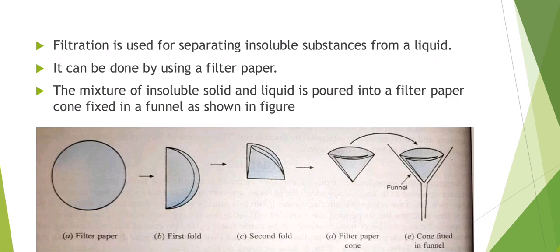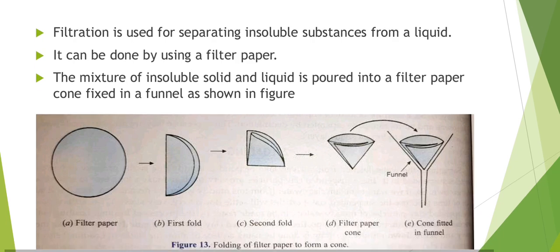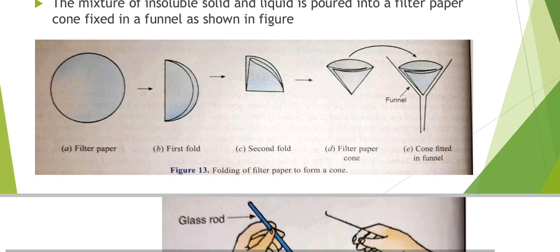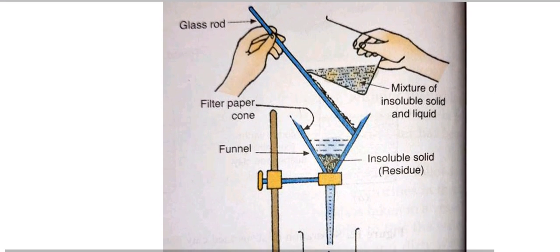Take filter paper of round shape, make the first fold exactly half, then fold another second fold. So your filter paper cone is ready. Now this cone you have to put into the funnel, fix it into the funnel. The mixture of insoluble solid and liquid is poured into the filter paper cone fixed in the funnel as shown in the figure. Again I will show you that whole figure. See, this way.